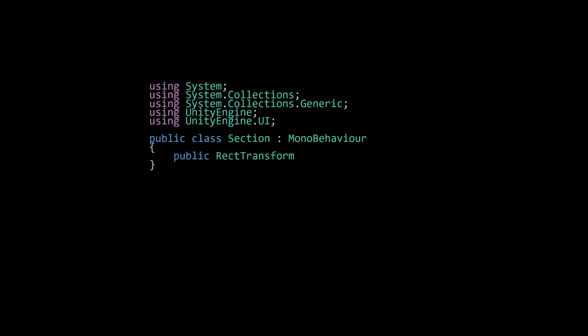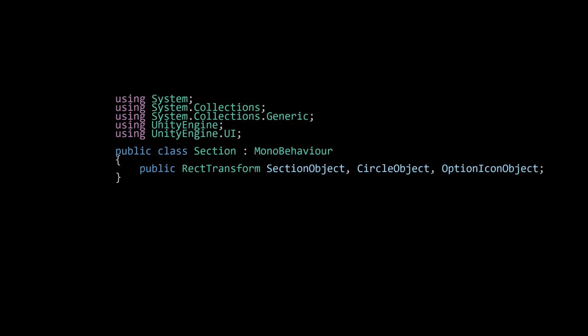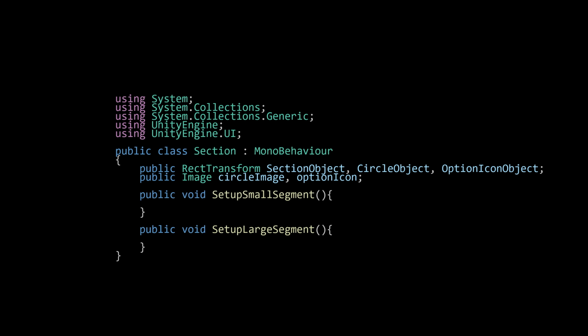We're going to need to control the segment objects themselves, also the full circle objects, and the option icon objects. We will also need to control the circle image itself so we can highlight it or do whatever we want. Same with the option icon image. Let's make 2 separate functions to control small segments and large segments, as the math for these is separate. Let's start with the small segment function.